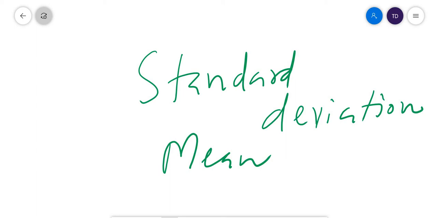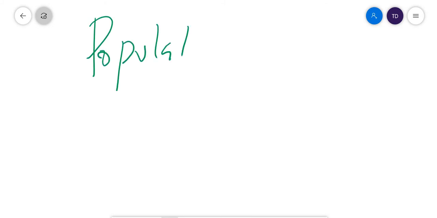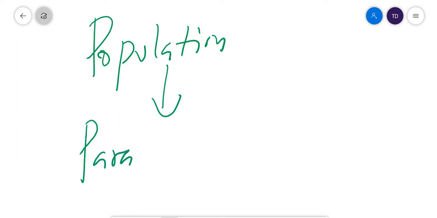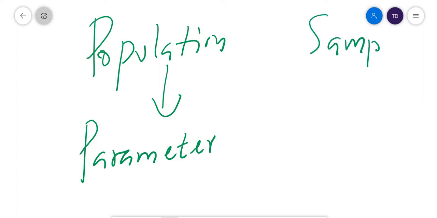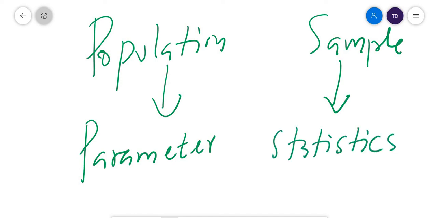The measurable characteristics of a population are known as parameter. Parameter is the measurable characteristic of a population. The measurable characteristics of a sample, we call it as statistic. This is known as statistics.